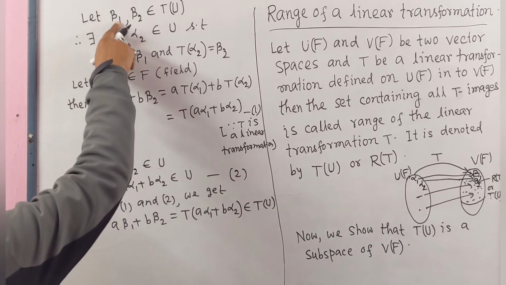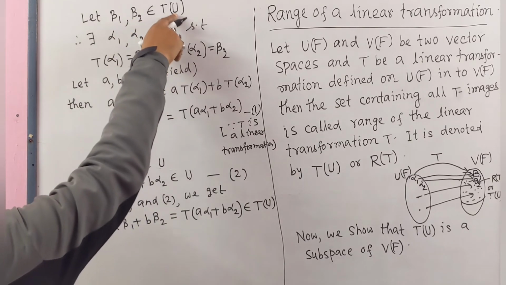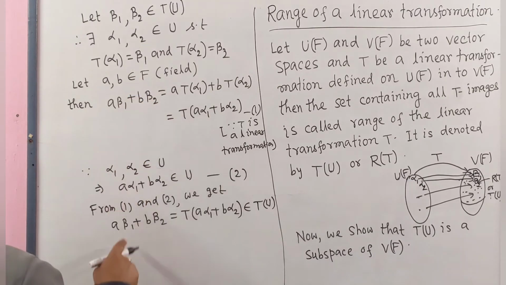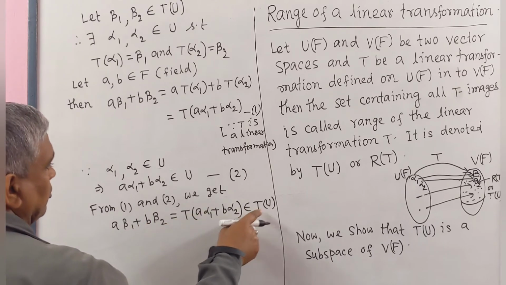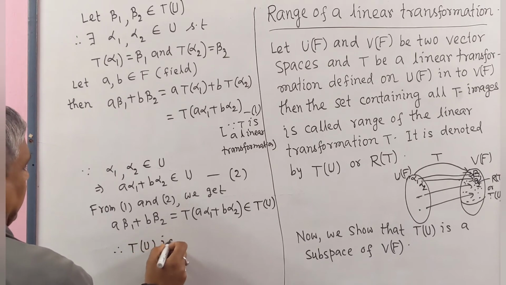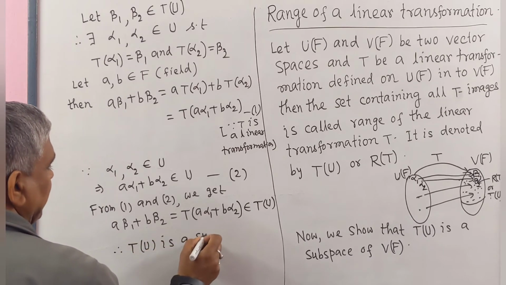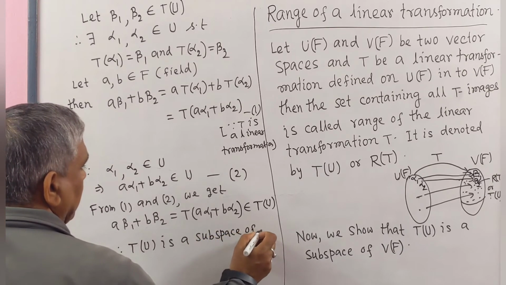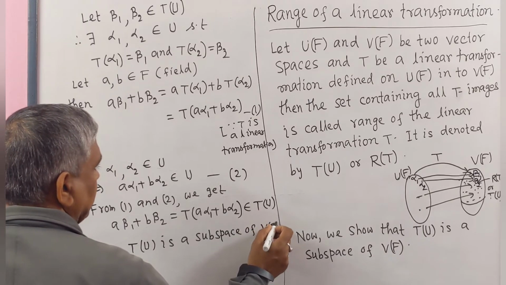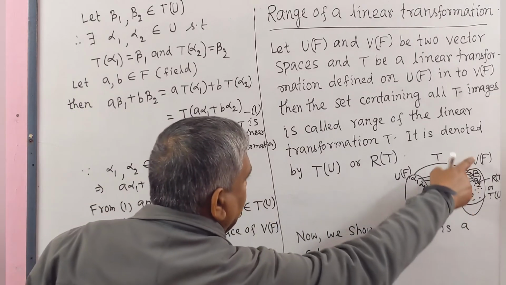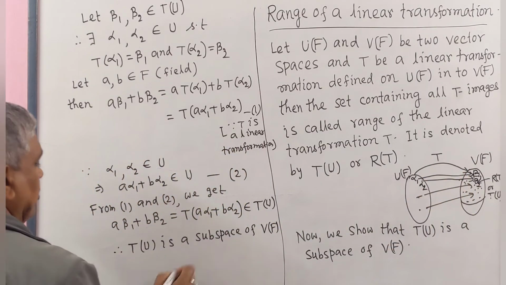Therefore, beta 1, beta 2 belong to T(U), a, b belong to F, implies that a beta 1 plus b beta 2 belong to T(U). Therefore, T(U) is a subspace of V(F), since T(U) is the subset of V(F). Proved.